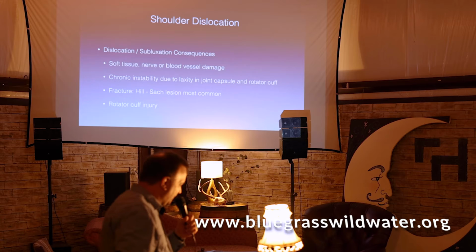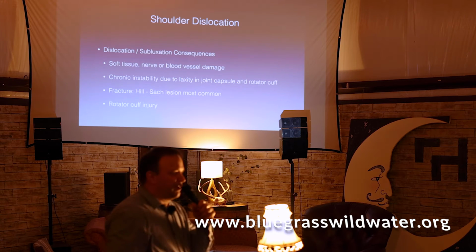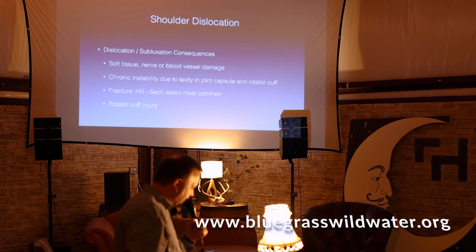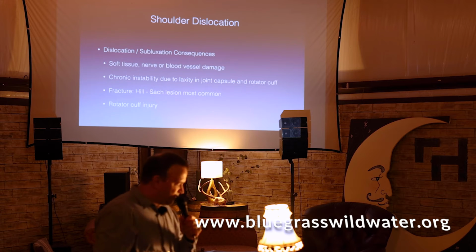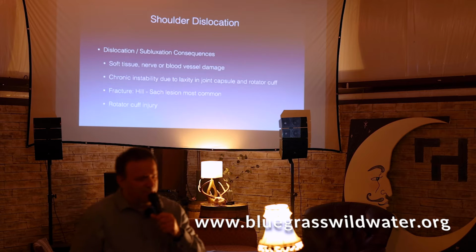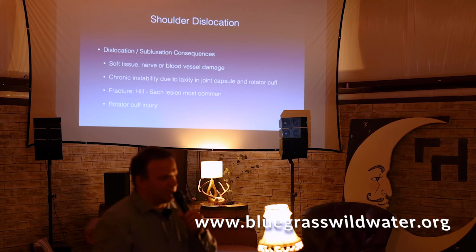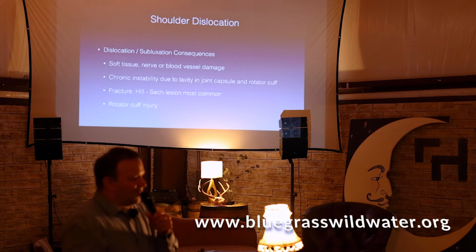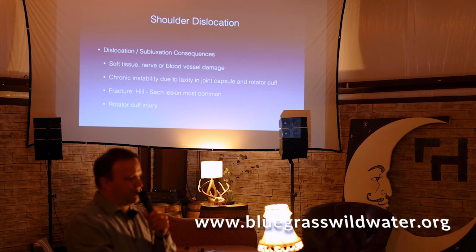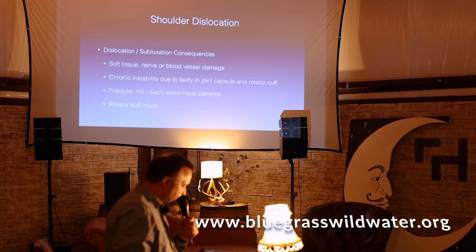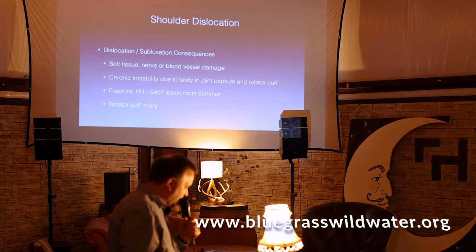Consequences: you can have soft tissue injury, with nerves and blood vessels also being damaged. You can have chronic instability. It's almost always the case after a dislocation that the shoulder is going to be lax. They're not going to like it when it's stressed anteriorly. When you push that humeral head, try to push it back like you're going to dislocate it. That's one of the exam findings that lets us know they have laxity and apprehension.